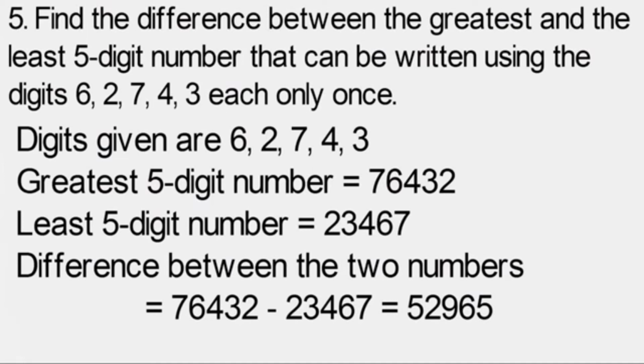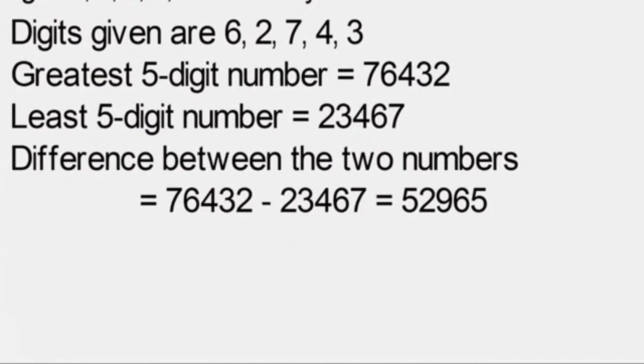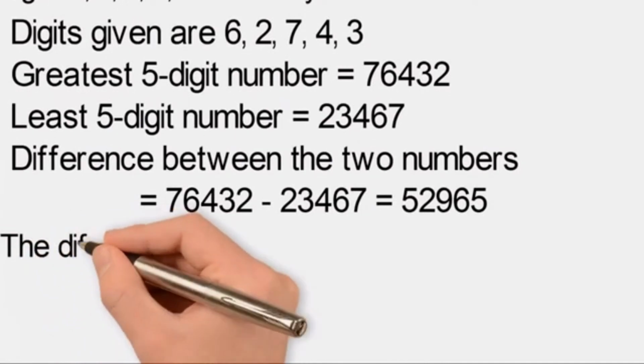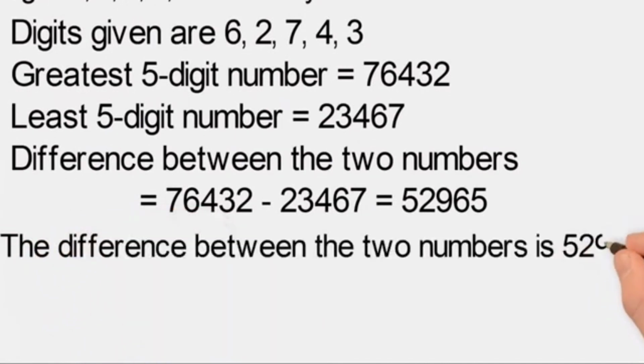Now we will find the difference between these two numbers, that is between the greatest and the smallest number. The difference gives you the answer 52,965. So the difference between the greatest and the smallest 5-digit numbers using the digits 62743 will give you the answer. This is the final answer. You have to write it this way: 52,965. So I hope students, this one is also an easy example.